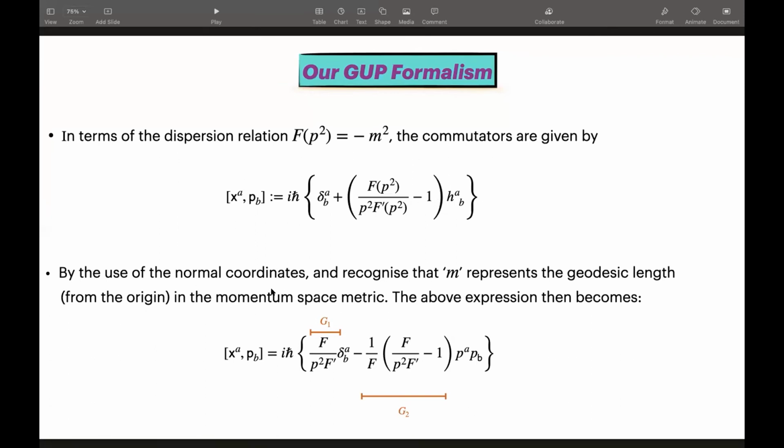By the use of normal coordinates, and recognizing that m represents the geodesic length from the origin in the momentum space metric, the above expression then becomes the following. We are going to call these G1 and G2 for the further discussion, because these are a bit complicated.